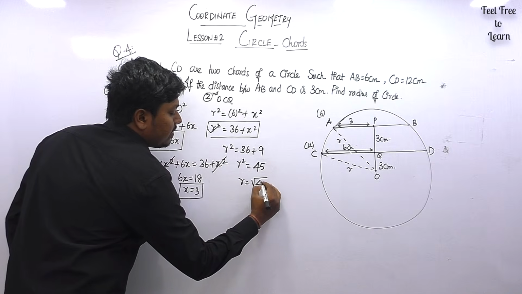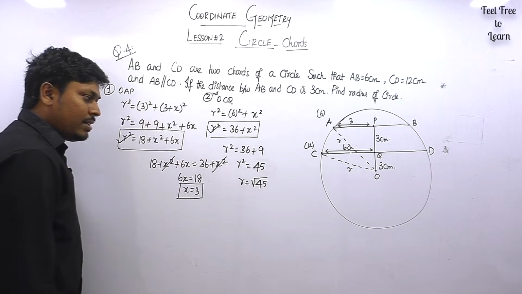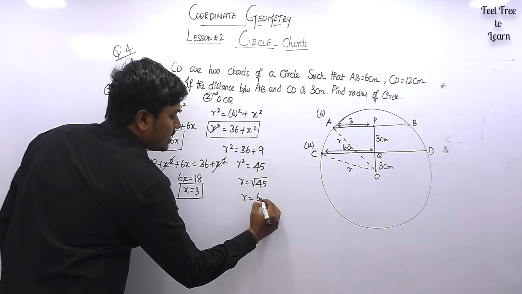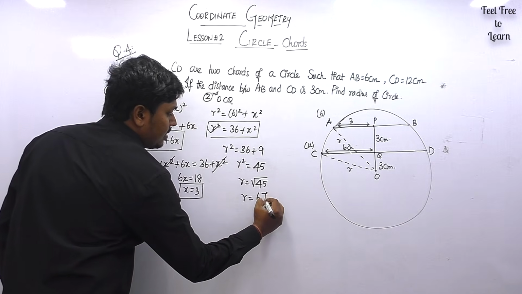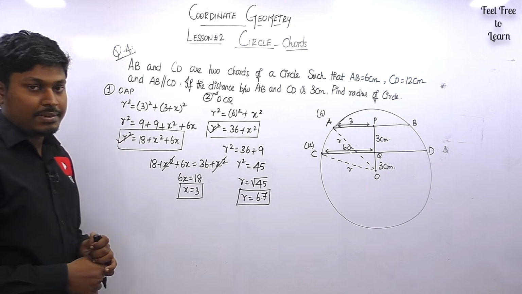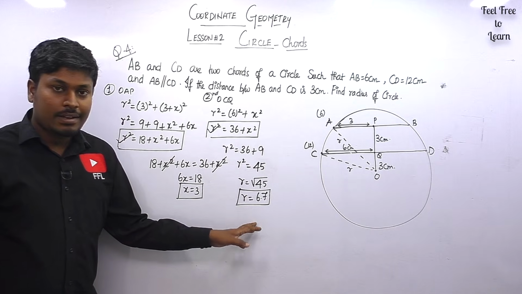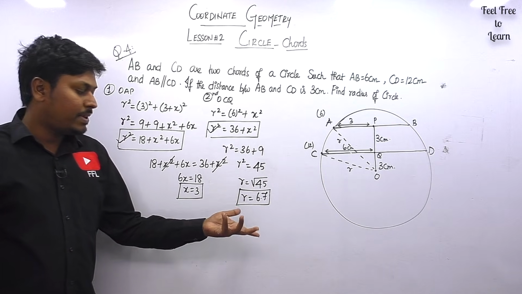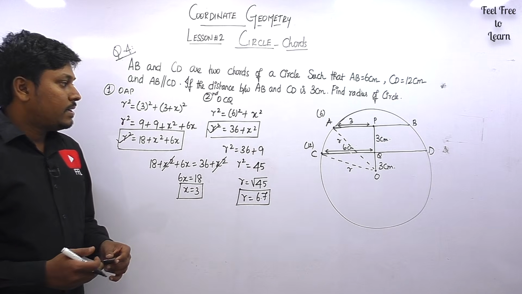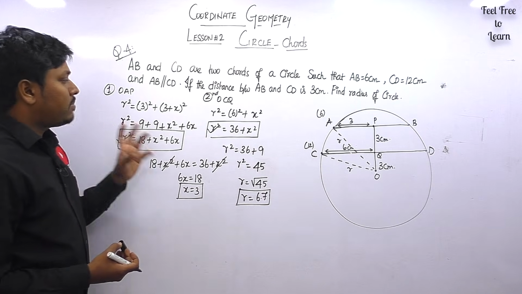So R is equal to root of 45. It's not a perfect root, right? So R is equal to something around 6.7 something. So we can say approximately the radius will be 6.7, right? We can't say the exact radius because it's not a perfect root. So we can surely say the radius will be 6.7 centimeter. So this will be the answer for question number 4.